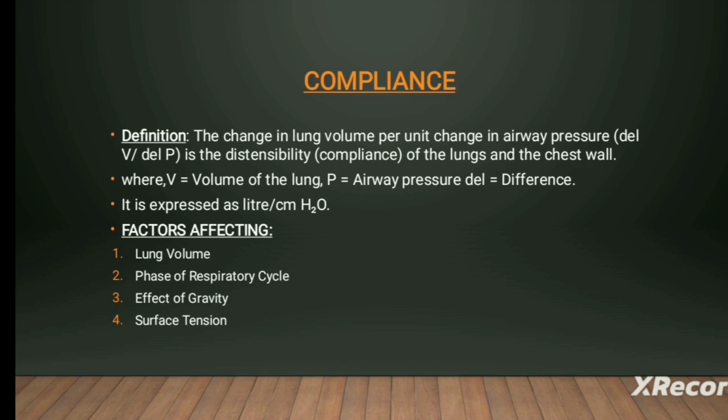Next we have compliance. The change in lung volume per unit change in airway pressure is known as the compliance of the lungs and the chest wall. Formula क्या होगा? Del V by del P means difference in the lung volume per unit change in the pressure. It is expressed in terms of liter per centimeter H2O. What are the factors affecting compliance? They are the lung volume, phase of respiratory cycle, effect of gravity and surface tension. यहाँ तक आप सभी को क्लियर है?